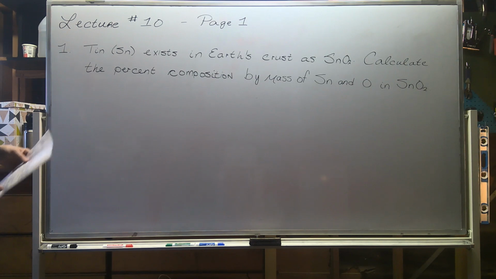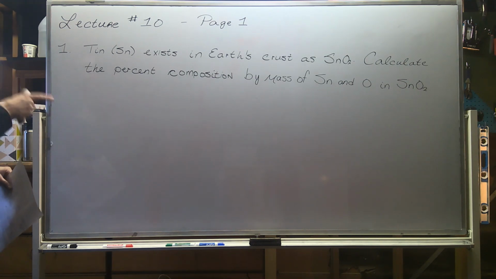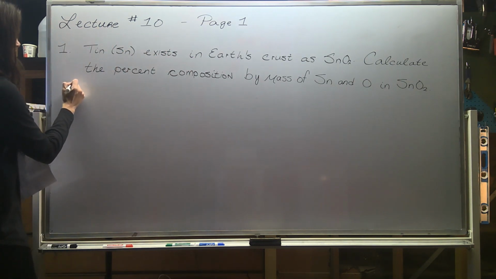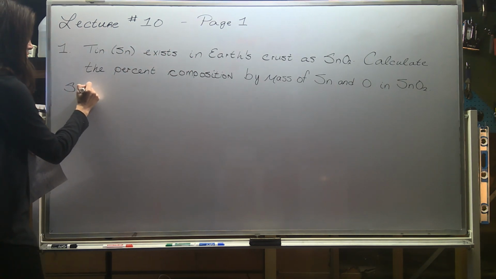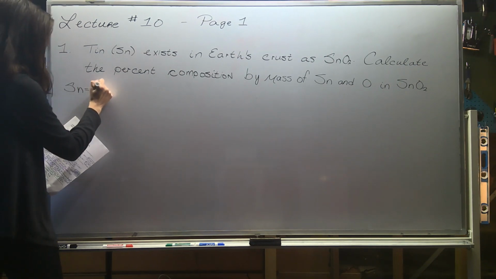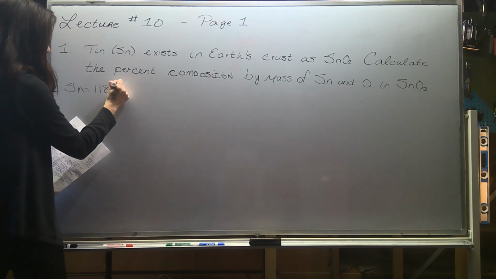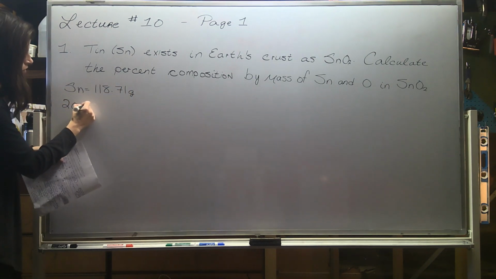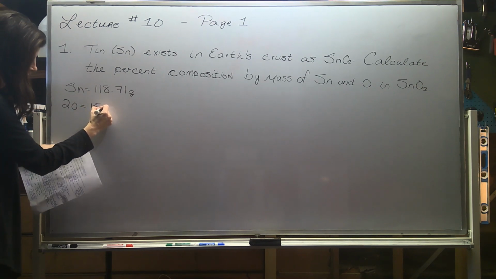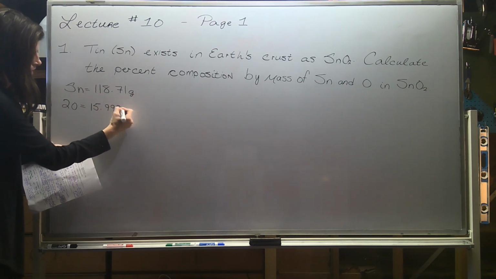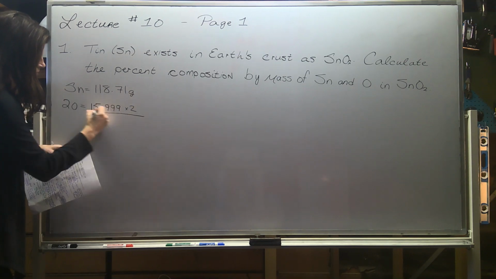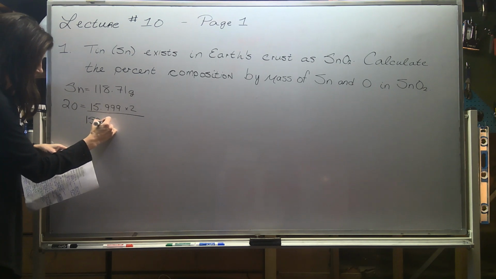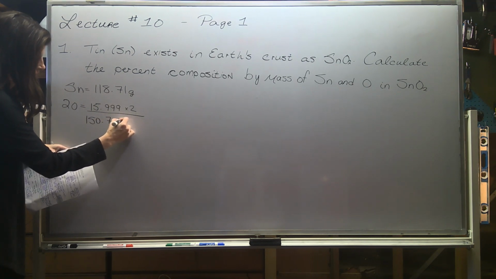Alright, so for this problem, first we need to figure out the molar mass of the tin oxide. So from the formula that they gave us, and from the periodic table, we know that tin is 118.71 grams, and we have 2 oxygens, so we'll do 15.999 times 2. Add all that up, and we get a molar mass of 150.708 grams per mole.